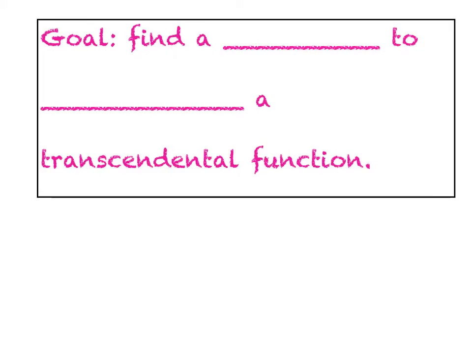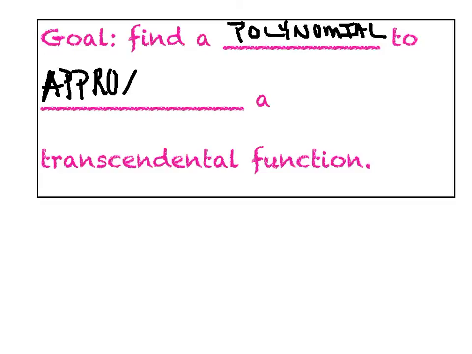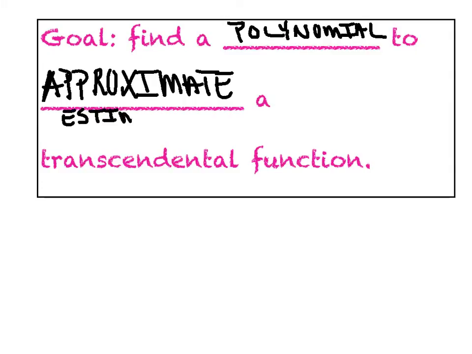Now, as we get ready to dive in today, I want to establish our goals with Taylor polynomials. Our goal is to find a polynomial to approximate, and I want to emphasize the word approximate. Just so we're all on the same page, approximate means a lot like estimate. It means we're going to be very, very close, but it's not going to be an exact match, okay? So we're trying to approximate a transcendental function.